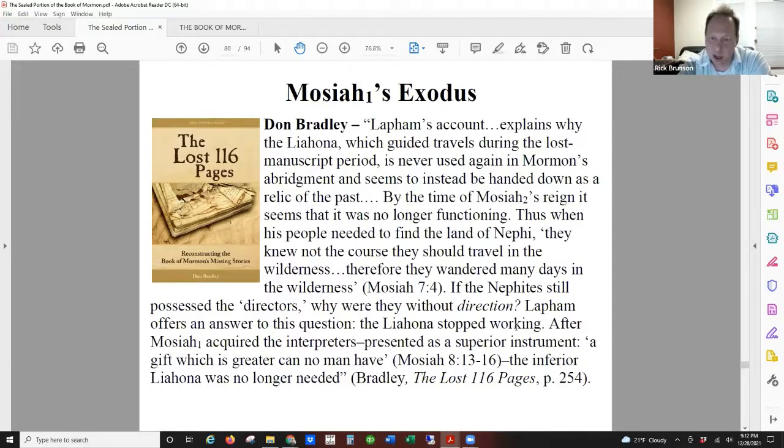By the time of Mosiah II's reign, it seemed that it was no longer functioning. Thus, when his people needed to find the land of Nephi, they knew not the course they should travel in the wilderness. Therefore, they wandered many days in the wilderness. If the Nephites still possessed the directors, why were they without direction? Lapham offers an answer to this question. The Liahona stopped working after Mosiah the elder acquired the interpreters, presented as a superior instrument, or a gift which is greater no man can have. The inferior Liahona was no longer needed.